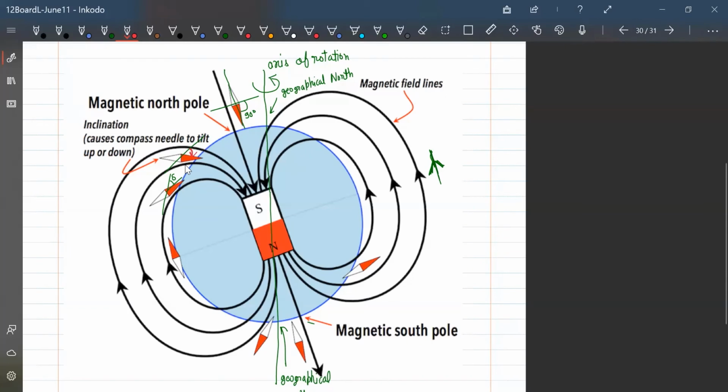So basically, we have these two angles. I've written this as delta, and I'll write this angle as T.